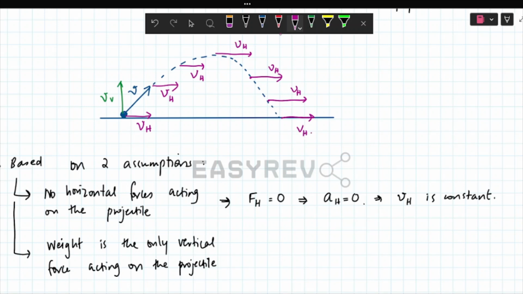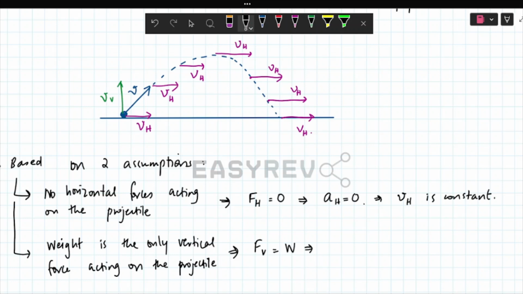Right? Now we have the second assumption, that weight is the only vertical force acting on the projectile. Now this makes sense if we think about it, right? Because whether your object is moving horizontally or vertically or in any other kind of special motion, weight is the gravitational pull that acts on it. And that's something that we definitely can't ignore unless we're launched into deep space, right? So the vertical force has to be equal to the weight.